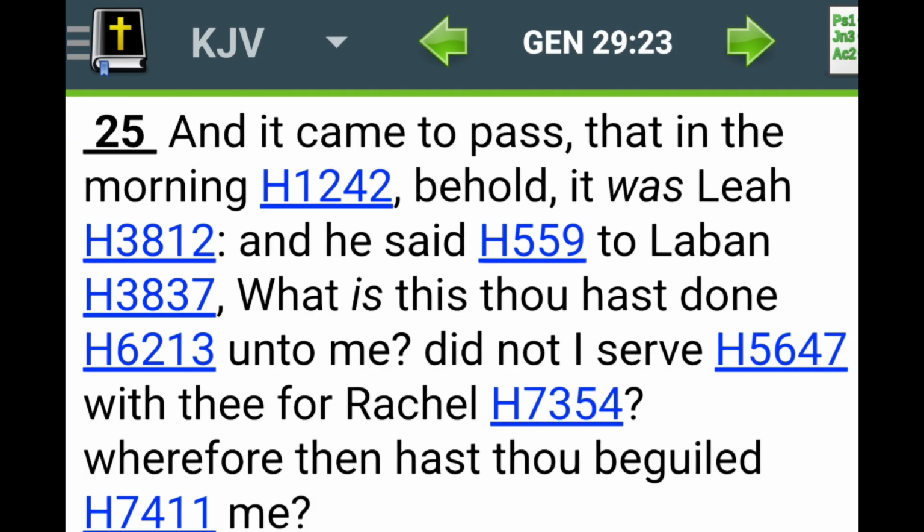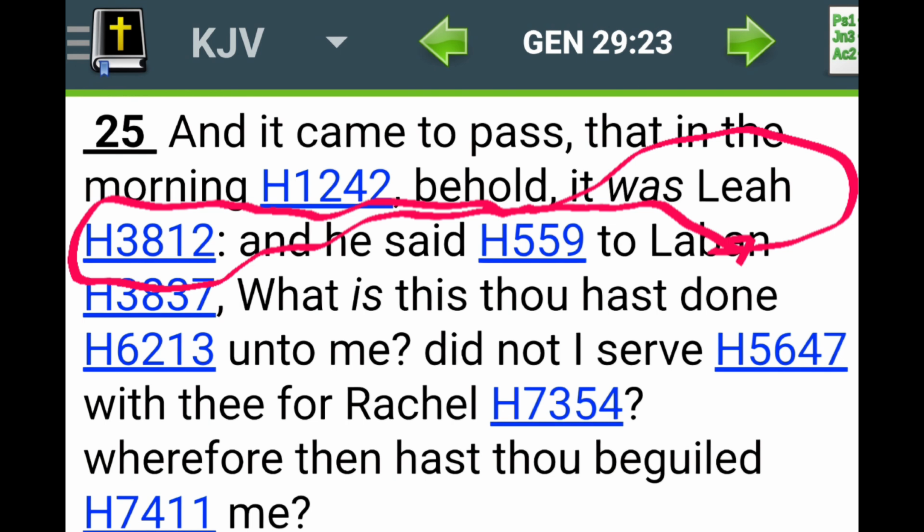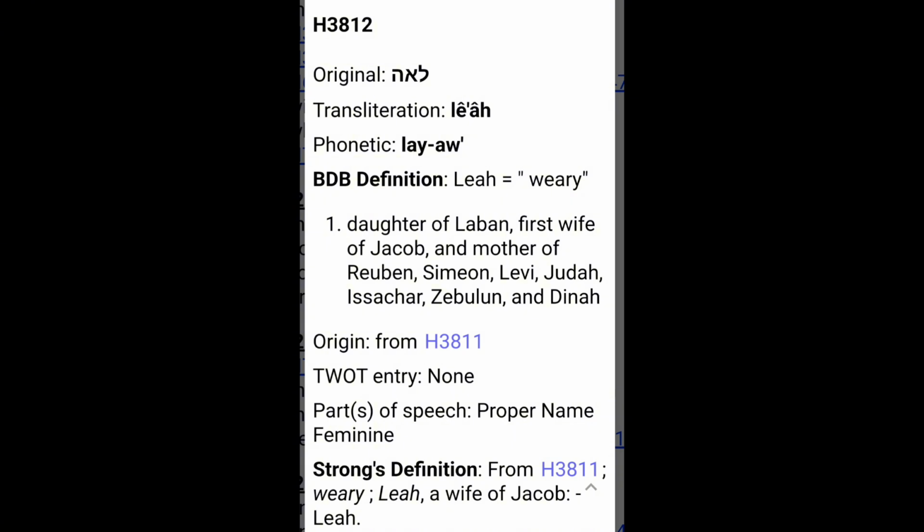We see the Hebrew word for Leah is H3812, and we see that's Lamed Aleph Hey, Leah, and it means weary. The scripture says tender-eyed, and we really don't know what this means. No one has an adequate explanation. Suffice it to say that she wasn't the beauty that Rachel was, which led to familial conflict.